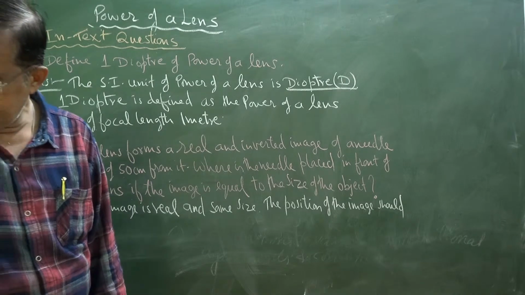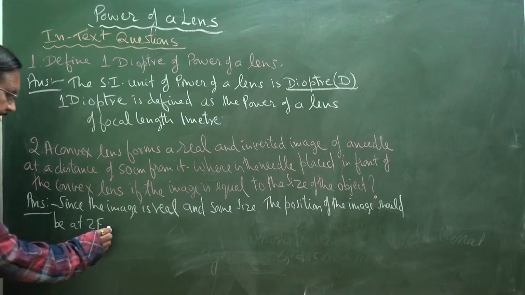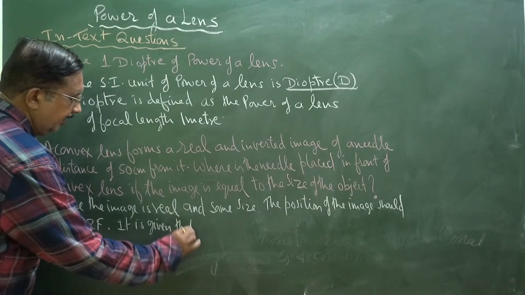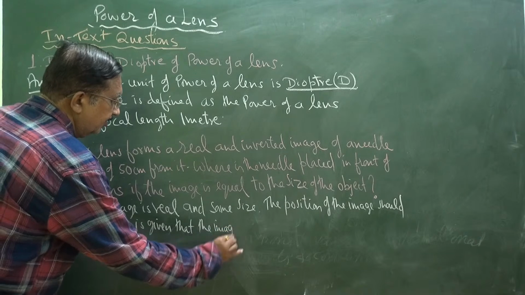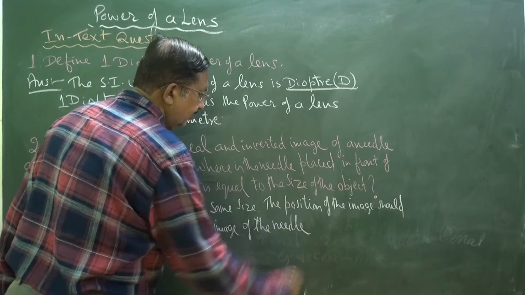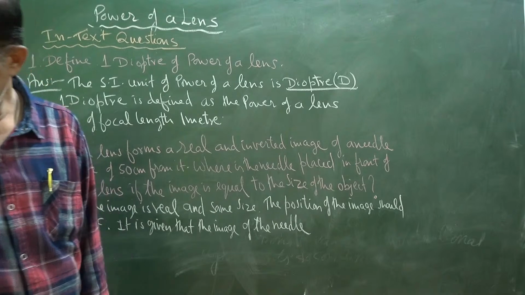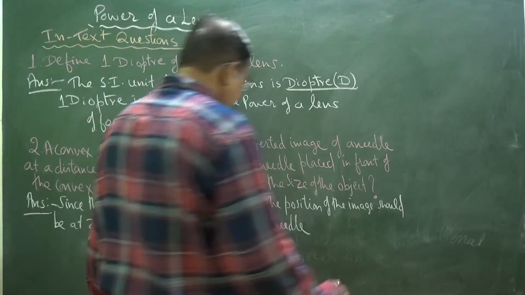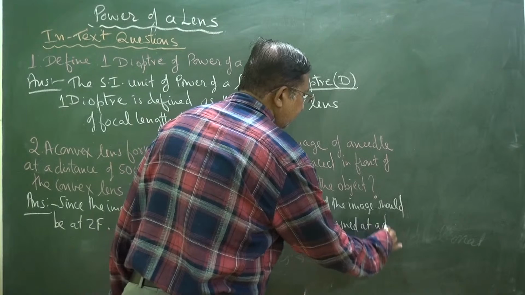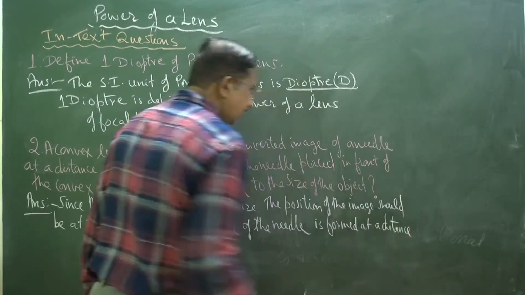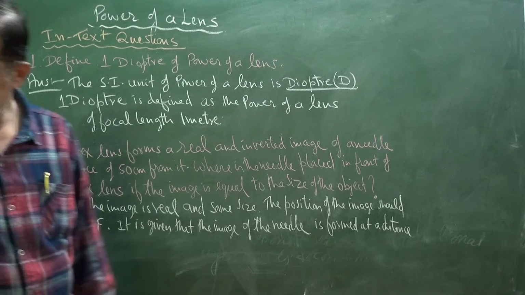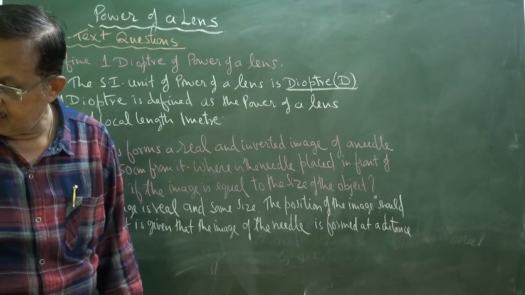It is given that the image of the needle is formed at a distance of 50 centimeter from the convex lens.